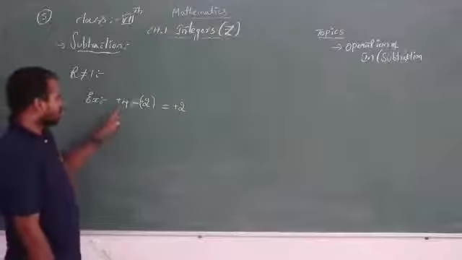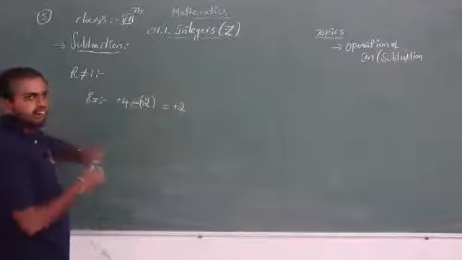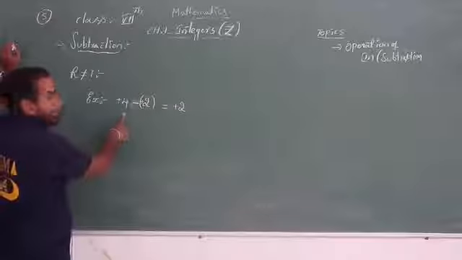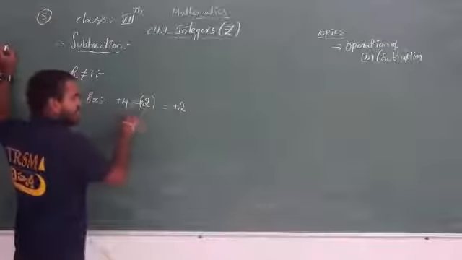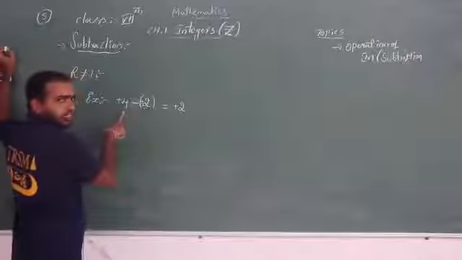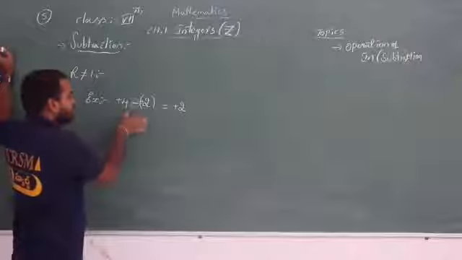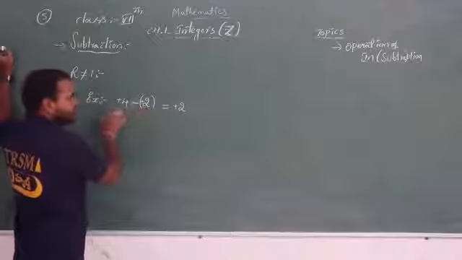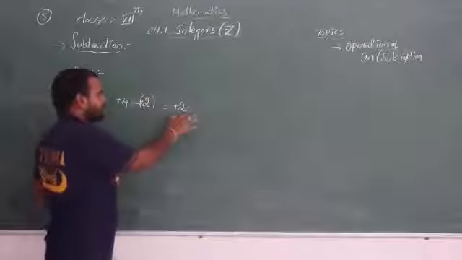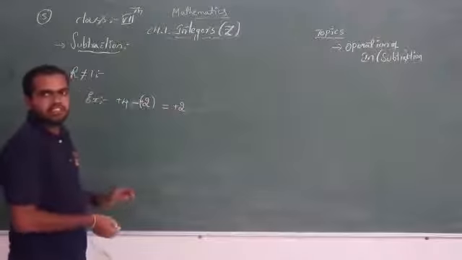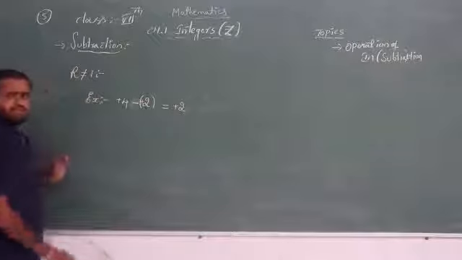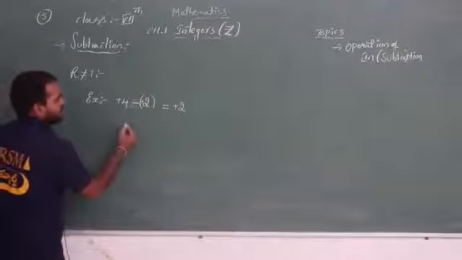So what is that? Whenever we are subtracting a positive integer from another positive integer, we will get a positive answer, that is plus 2, based on the numbers. Okay, so now let's see one more example.